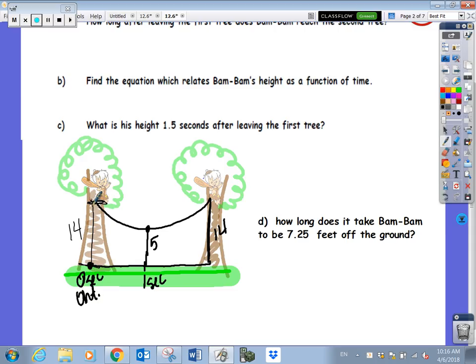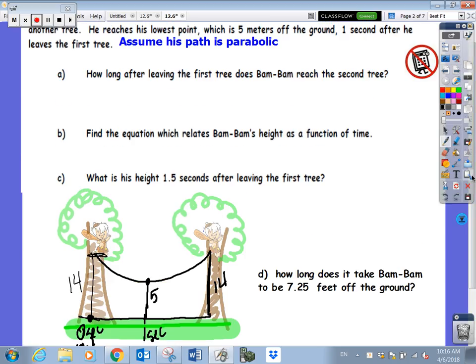He started at 14 feet, so he hadn't gone anywhere. No time had passed. He was 14 feet in the air. After 1 second, he was at the low point. The time it took to get back up to the same height is going to be another 1 second, so this one's 2 seconds. So we could answer that one without even doing anything. Some of you could answer that even without drawing the picture.